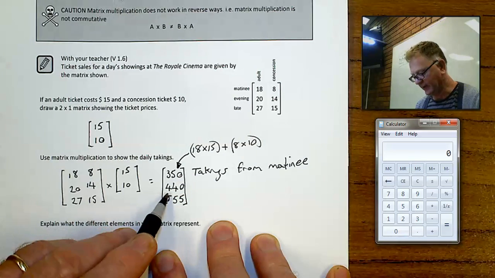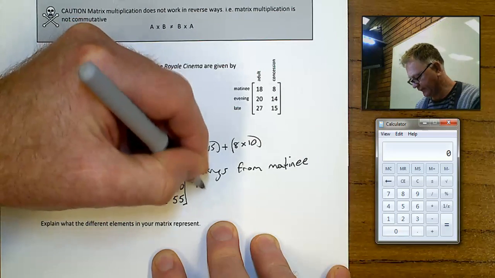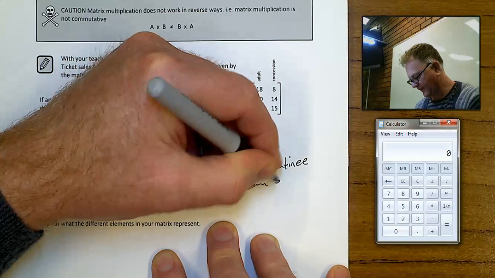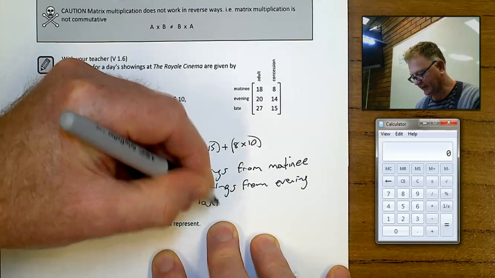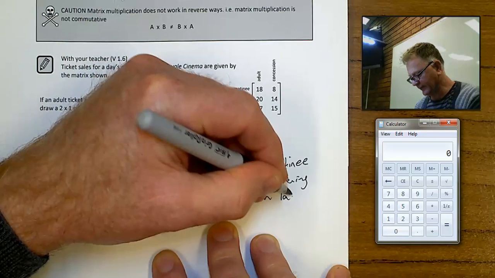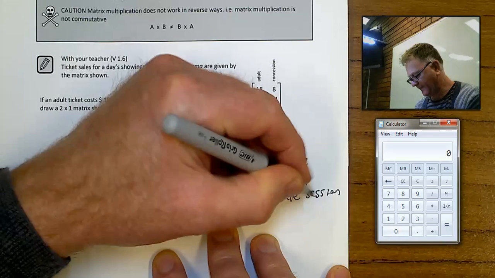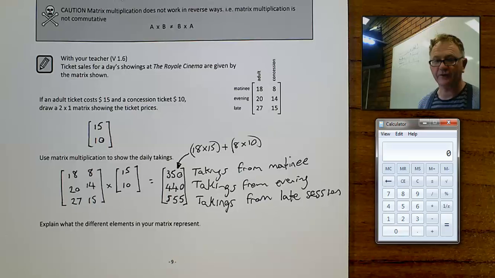The next line would represent the takings from the evening session, and the third line represents the takings from the late session. You'll find another question over the page. Let's have a look at it.